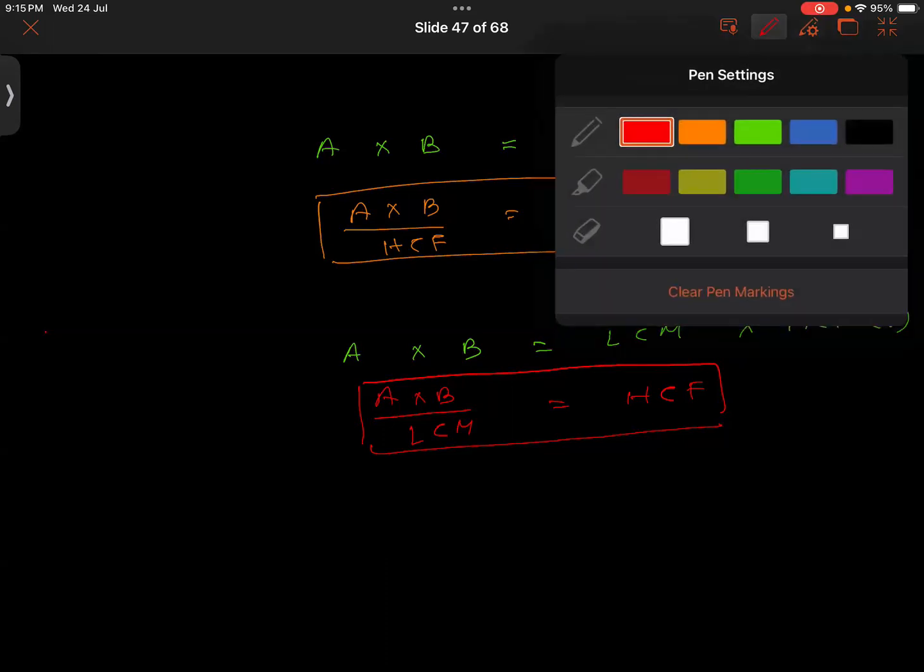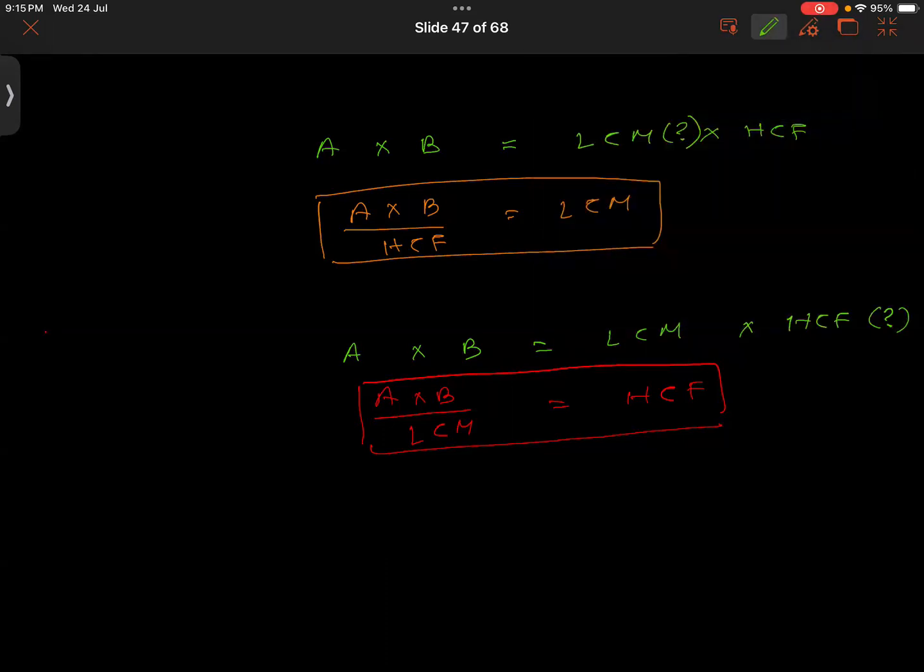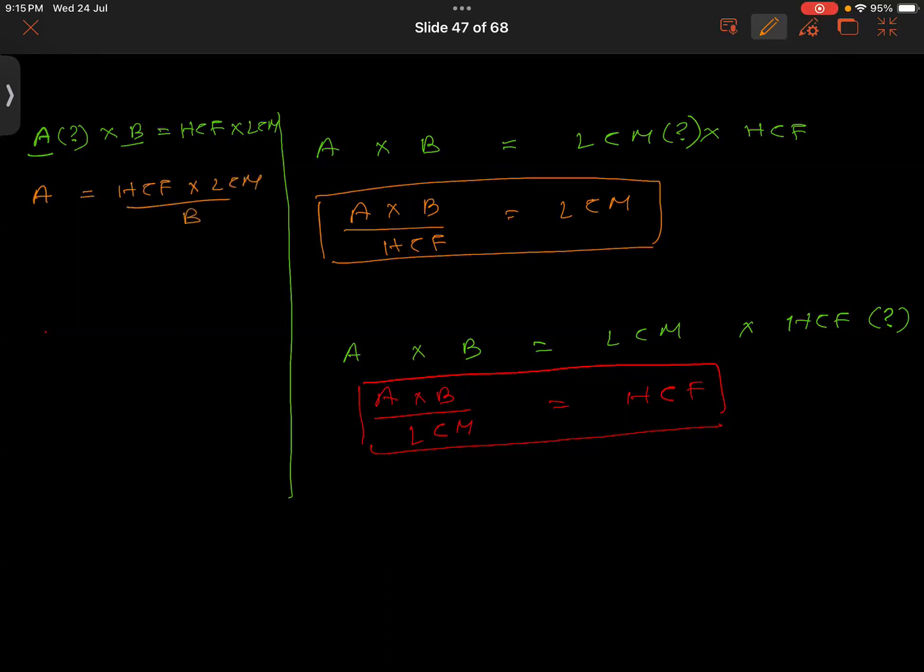So say you're facing another situation where you don't know what A is, but the number B is provided. Listen very carefully. First number A is not provided, but the second number B is provided. In the question, HCF is also given and LCM is also given. So in that case, what you can do, that will be A equals HCF multiplied by LCM upon B.